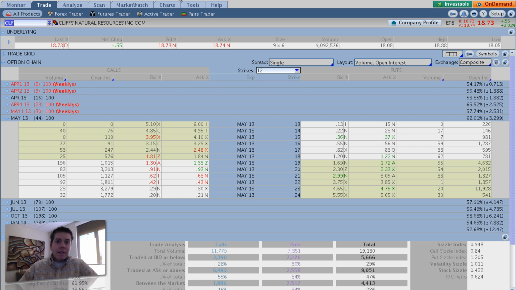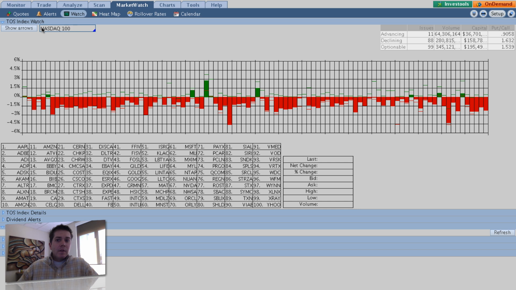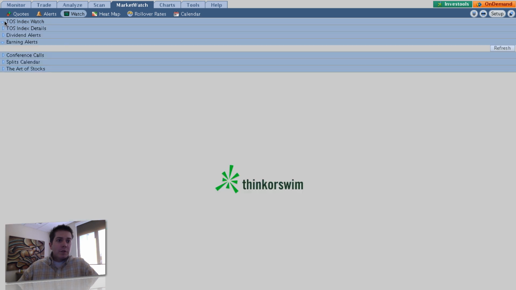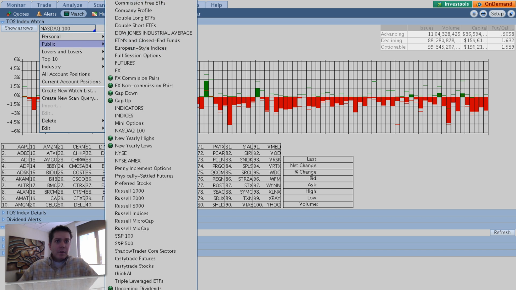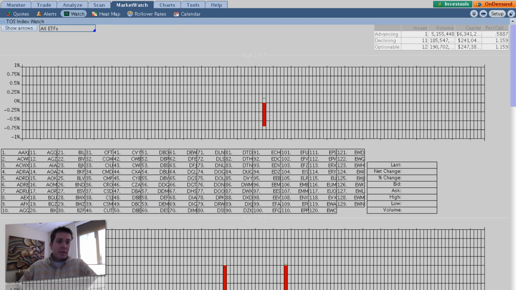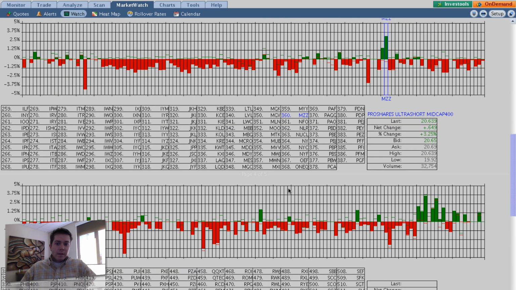Now, how can you find some good ETFs? Well, I already mentioned a few. You can go over here to this Market Watch tab, and here on the TOS Index Watch, you might have to pop it down. You can go to Public, and there's an All ETFs list. You've got commission-free ETFs, double long ETFs, double short ETFs, ETFs and closed-end funds, and then all the way down here at the bottom, you've got triple leveraged ETFs.